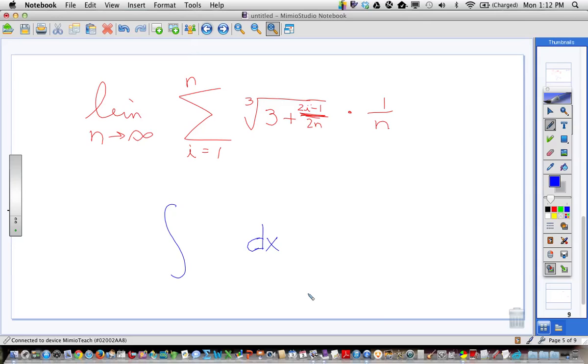But if you think about the limit as n goes to infinity, 1 over n is just 0, right? That just goes away. It's not going to equal 0, but it's tending towards 0. But again, that's the idea. The width becomes nothing, and so that turns into the dx. What's the function, do you think?